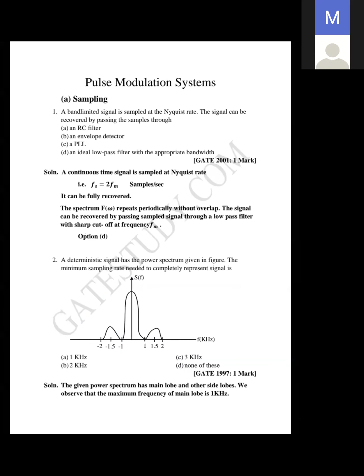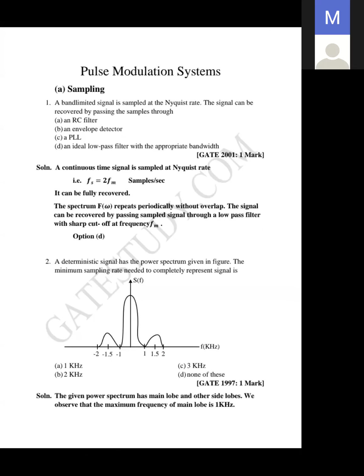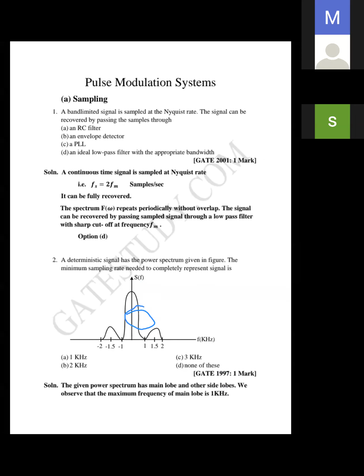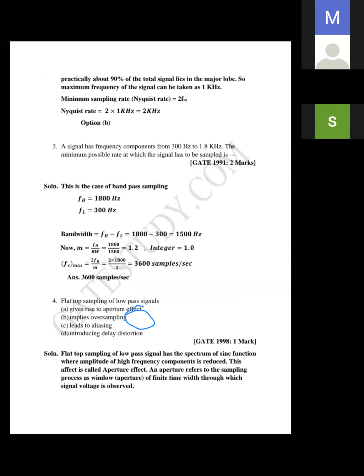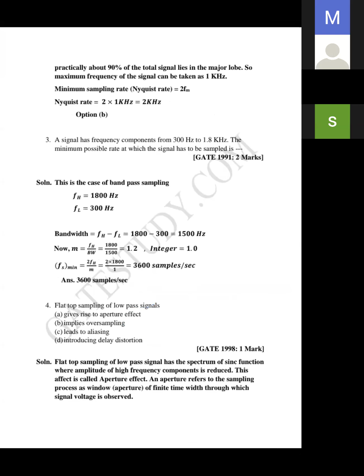Here, as I said, the main lobe consists of the main information. The maximum frequency for this one is 1 kilohertz. The main lobe in frequency is 1 kilohertz. So as I said, 90% of the transmitted information is available in the main lobe, and the remaining 10% is available in the minor lobes. If we ignore the minor lobes, no issues at all. We will consider the main lobe and try to find the sampling rate.